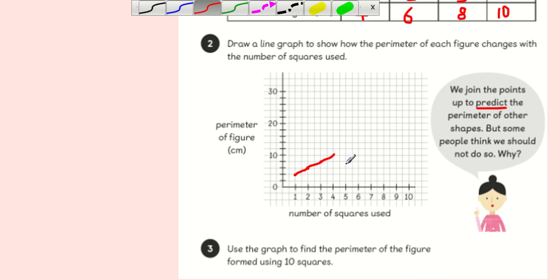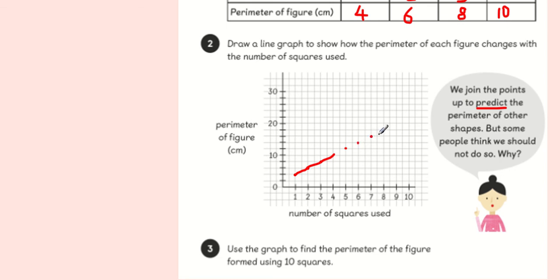Okay. I'm just going to plot in some points that I think will help me to draw this line a bit straighter. There we go. But yours will be fine because you're using a ruler. There we go then. So we've got to 10.